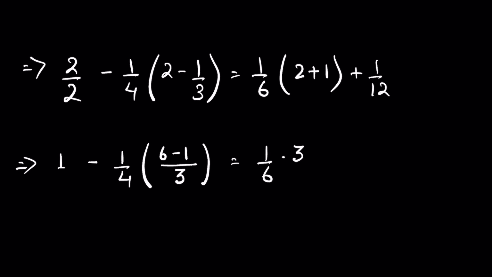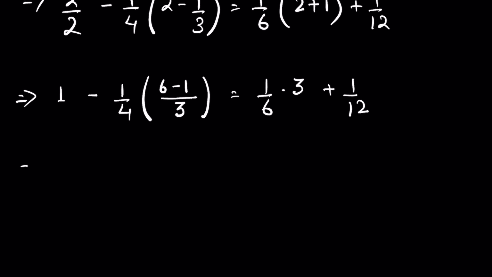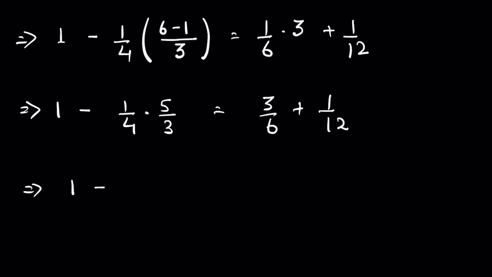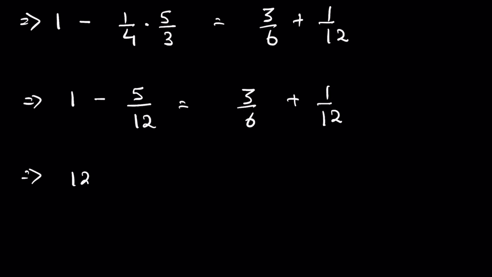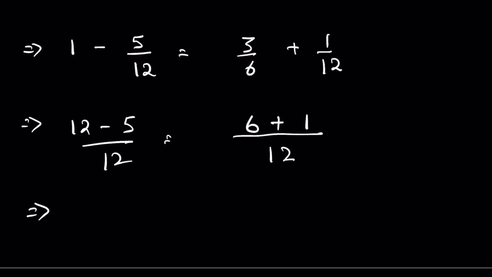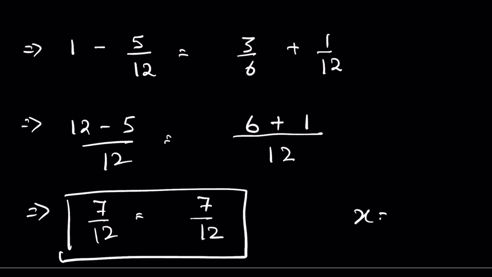So times 3 plus 1 upon 12, or 1 minus 1 upon 4 times 5 upon 3 is equal to 3 upon 6 plus 1 upon 12, or it is 1 minus 5 upon 12 is equal to 3 upon 6 plus 1 upon 12, or 12 minus 5 upon 12, and here LCD will be 12. So 6 plus 1, 12 minus 5 is 7, so 7 upon 12 is equal to 6 plus 1 is 7 upon 12. You see, LHS is equal to RHS. Therefore, our answer is verified.